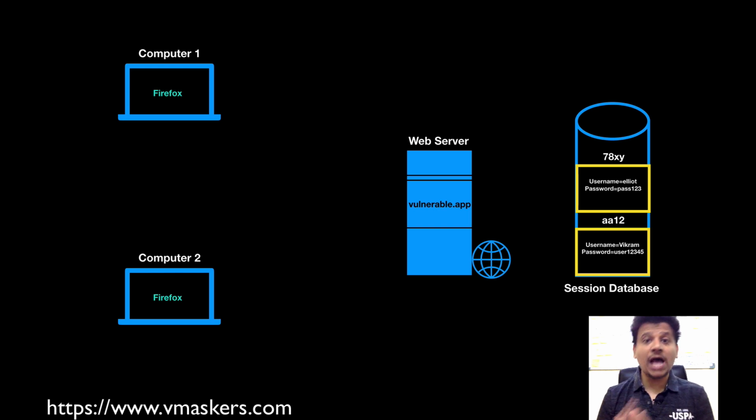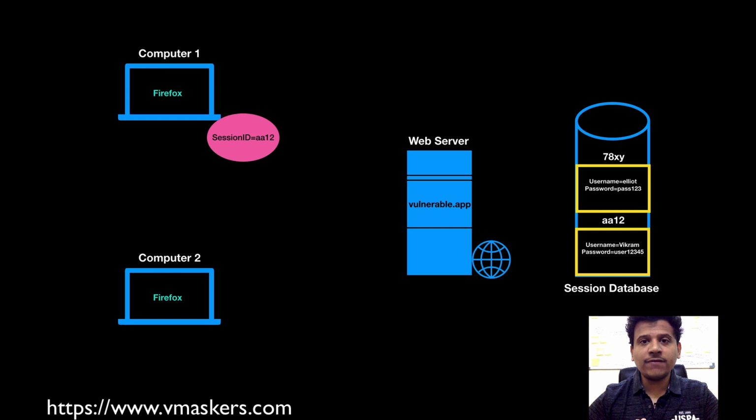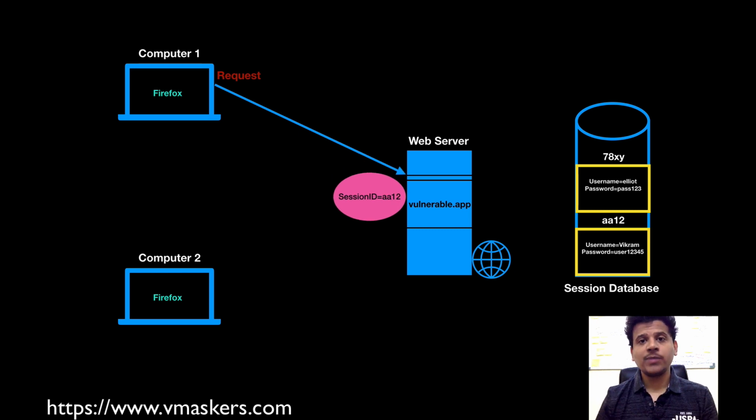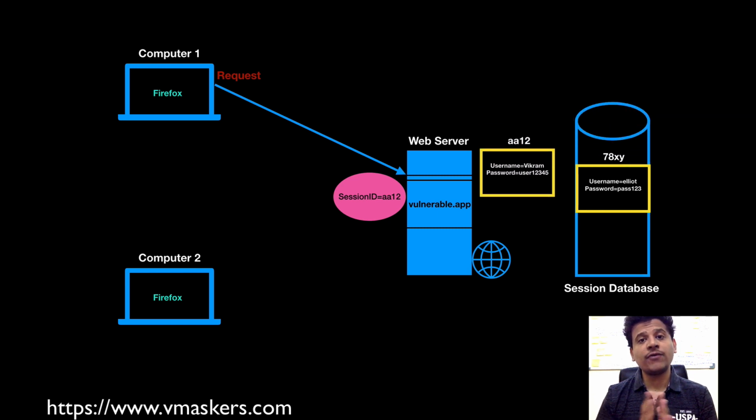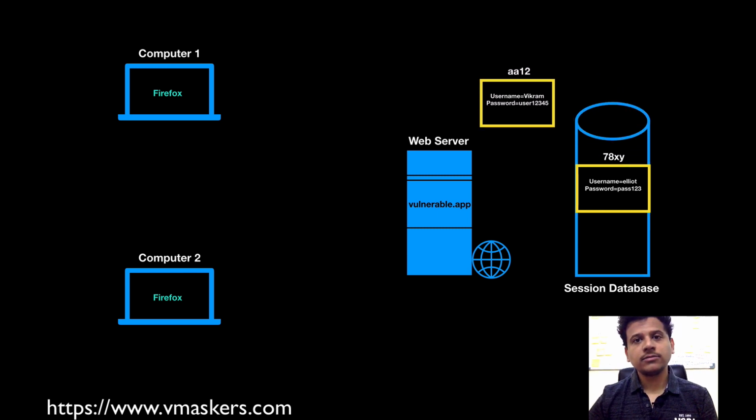So now let's see what happens when the server receives requests from more than one computer. For computer 1, the session ID inside the cookie has a value AA12. It sends the cookie with the request to the web server. Then the web server matches the session ID value with its session database, and after that it takes the session ID and uses that for further processing.